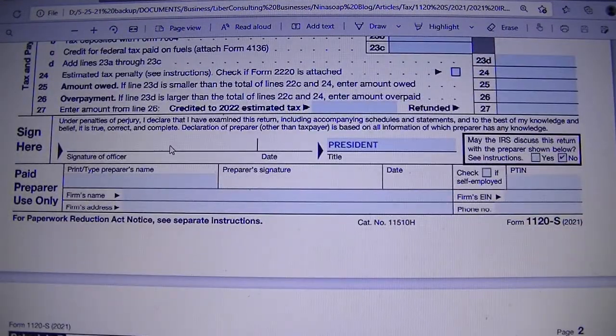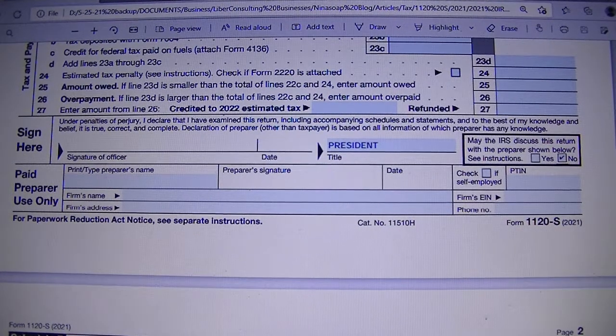and sign here. After you print it out, you'll sign it and date it, but you'll be able to put your business title. And then if you don't want IRS to discuss the tax return with somebody else, you just put no. And because you are filing it for your own business, you do not need to complete the preparer use only section. You just leave it blank.